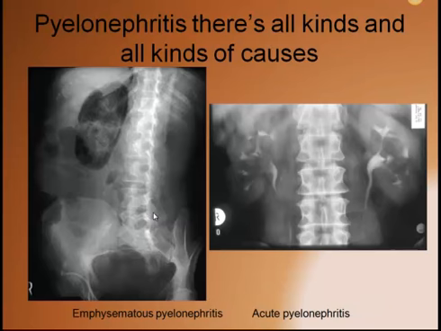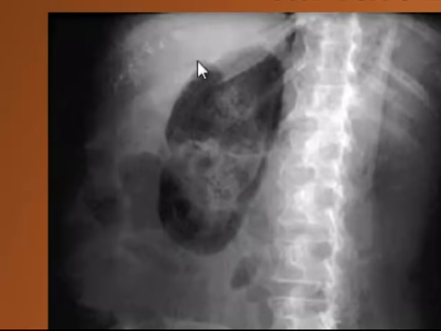Here's another example of somebody with pyelonephritis, except in this case, this is happening because of some kind of bacteria that has produced gas. So our patient has emphysematous pyelonephritis. I'm assuming this is actually located within Gerota's fascia.